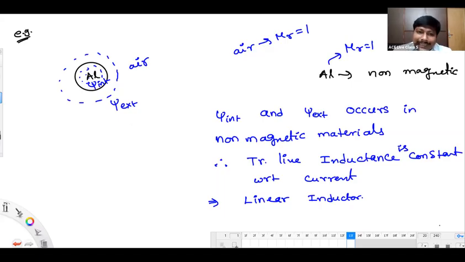If you have an ACSR conductor, we have a little non-linearity, but that can be neglected. By neglecting that little non-linearity, we are following only this one. Okay. Next, let's continue with this.